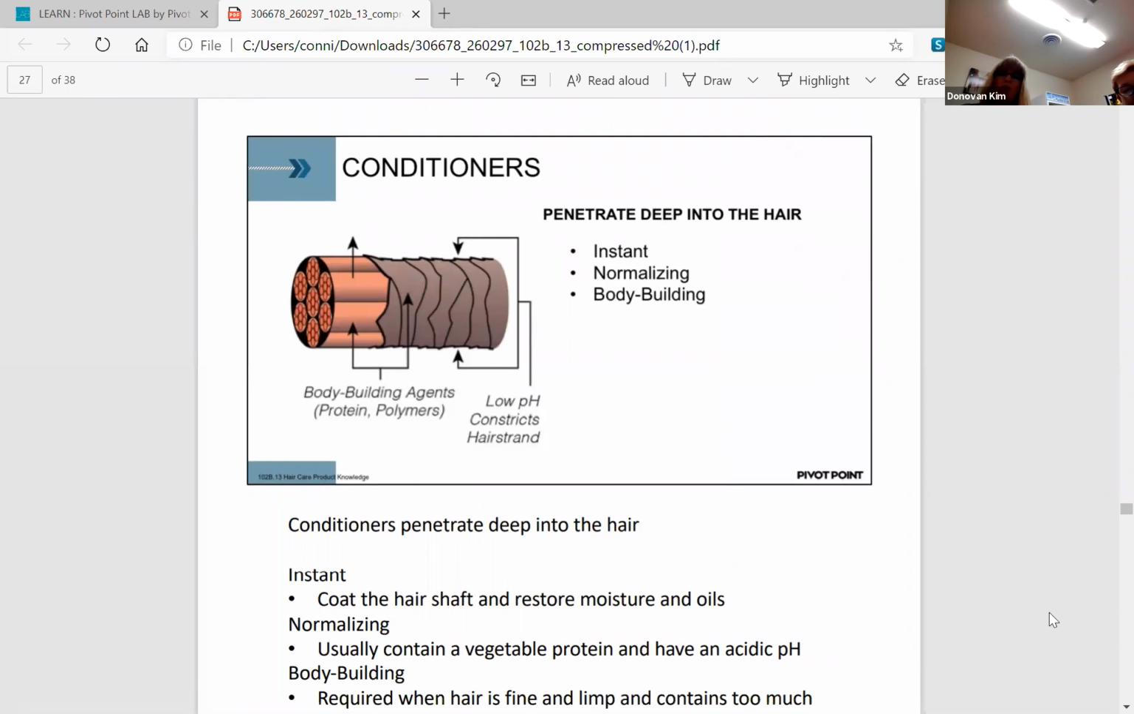So those are rinses, okay? There is a difference between a rinse and a conditioner. A conditioner actually penetrates a little bit deeper into the hair. And some of them are going to say, oh, this is an instant conditioner, or this is a normalizing conditioner. This is a keratin protein. This is bodybuilding. This is a deep conditioning treatment. This is going to give you moisture. This is going to give you protein.